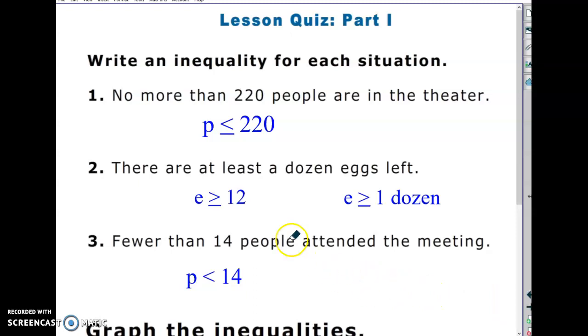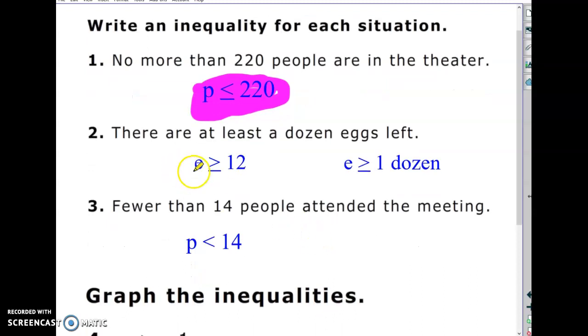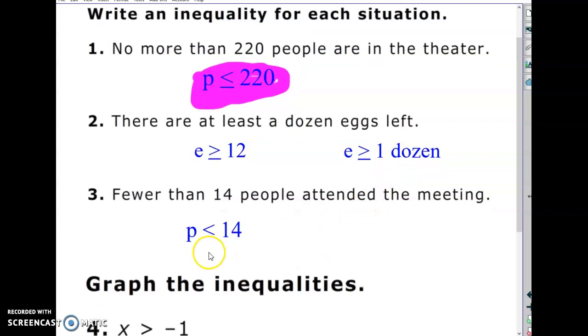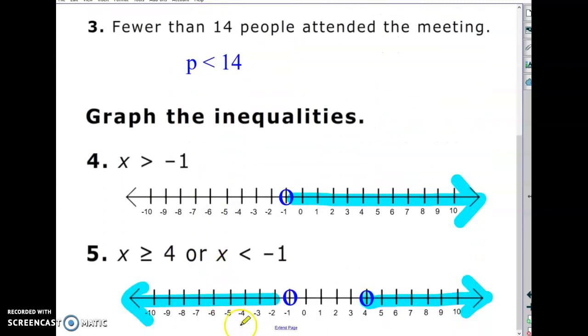Okay, we're going to go through the answers for the first one. Your first one should look like this. Whatever letter you have is less than or equal to 220. For number 2, it should be a number is greater than or equal to 12, or the number is greater than or equal to 1 dozen. Here's number 3. Number 4 right here.